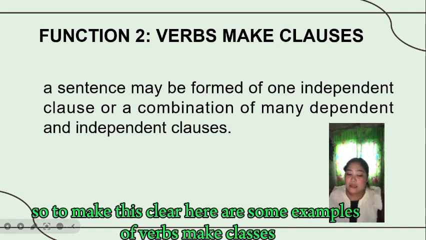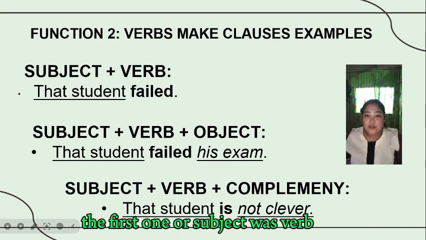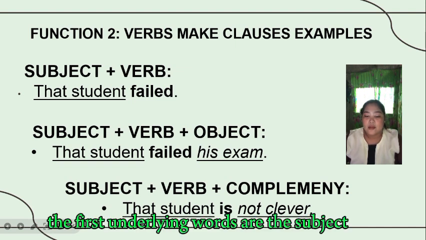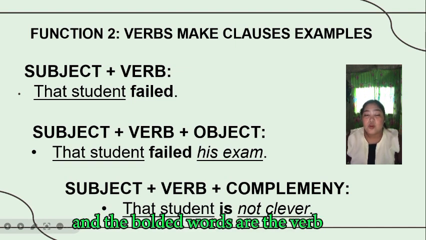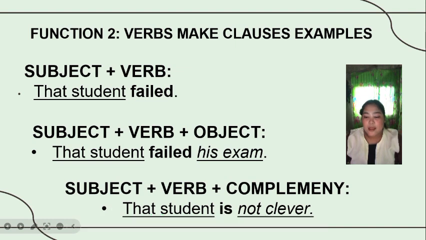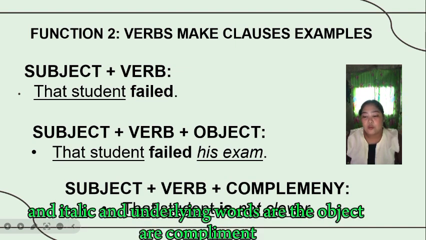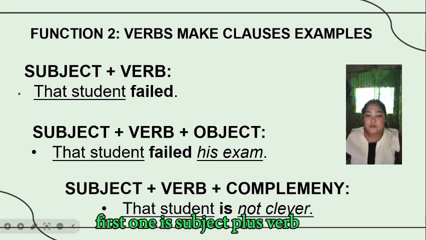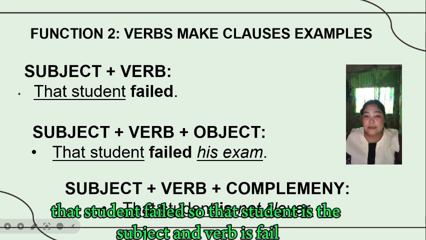So to make this clearer, here are some examples of verbs make clauses. The first one is subject plus verb. The underlined words are the subject, the bolded words are the verb, and the italic and underlined words are the object or complement. The first one is subject plus verb. That student failed. So that student is the subject, and the verb is fail.